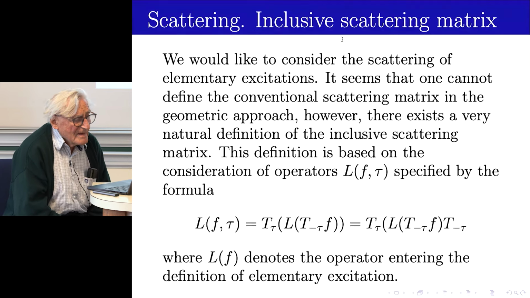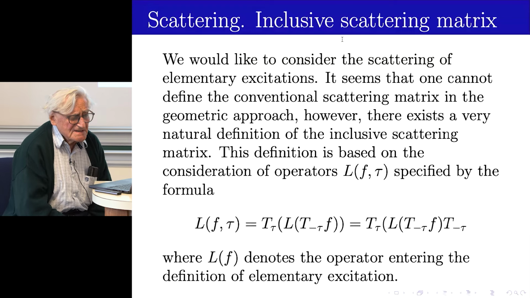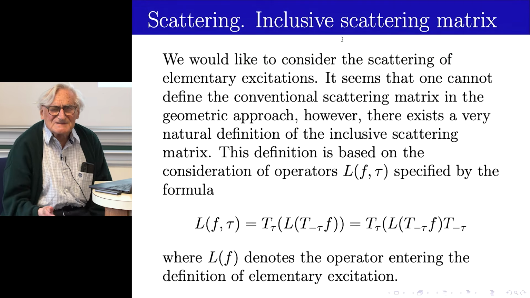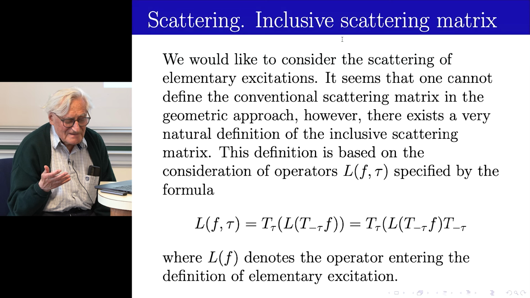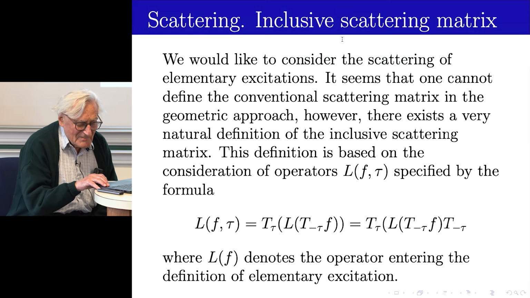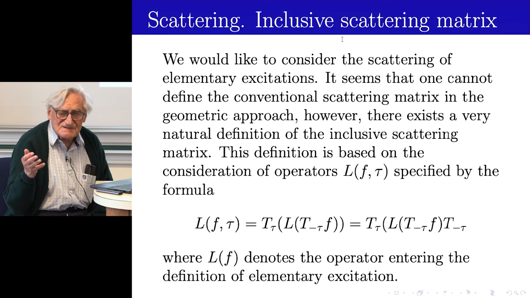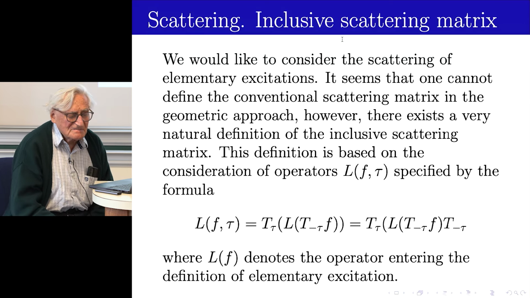And now I will define a notion of inclusive scattering matrix in this geometric approach. This is very easy, and moreover, it is very easy to prove that this inclusive scattering matrix does exist. But of course, I'm cheating. I am assuming something, and from this assumption I can derive everything that I need. Later, it will be necessary to prove that this happens in a physical situation. But right now, everything is very simple.